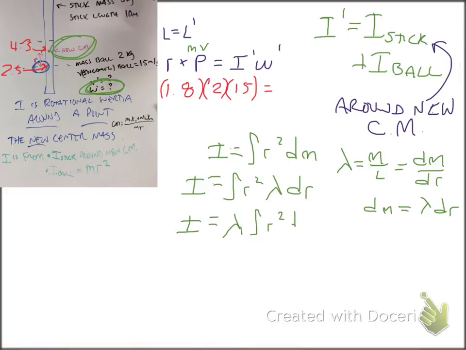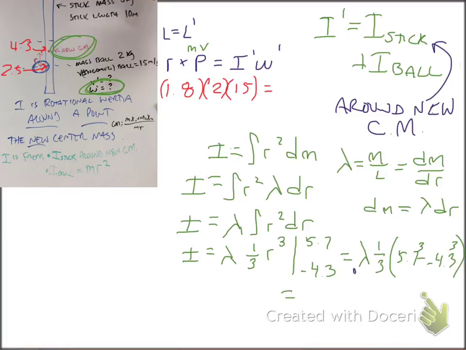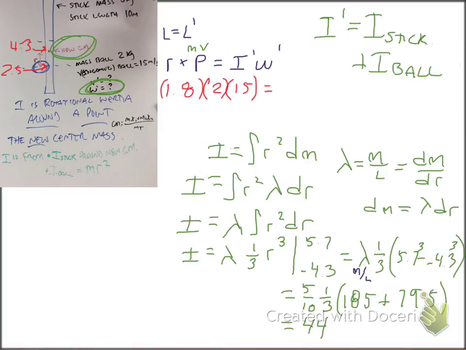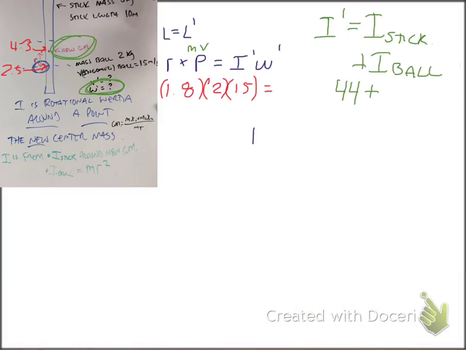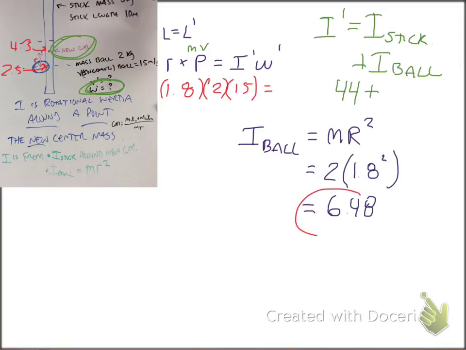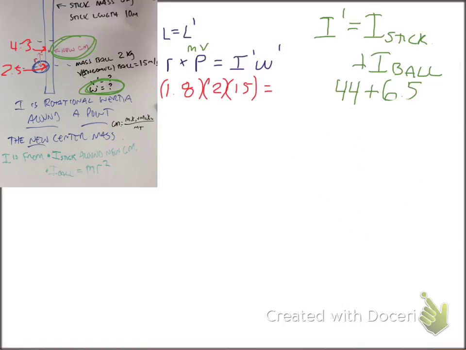So as we go through, we can integrate, and we find that it's lambda times 1/3 r cubed, and our limits of integration are negative 4.3, the bottom end, to 5.7, the top end. That gives us a rotational inertia for the stick of 44. For the ball it's just a simple point object, so it's mr squared, and that gives us 6.5. We now have a total rotational inertia of 50.5.